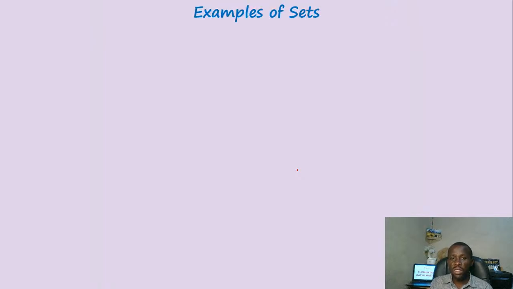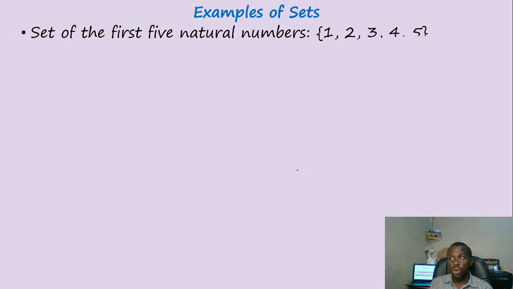Now, let's look at some examples of a set. The set of the first five natural numbers, 1, 2, 3, 4, 5. You know, we did natural numbers last time. They are just counting numbers. And when you are talking about counting numbers, you start from 1. Like when I asked that time, someone told me the counting numbers, and she started from 1. So the same here. 1, 2, 3, 4, and 5.